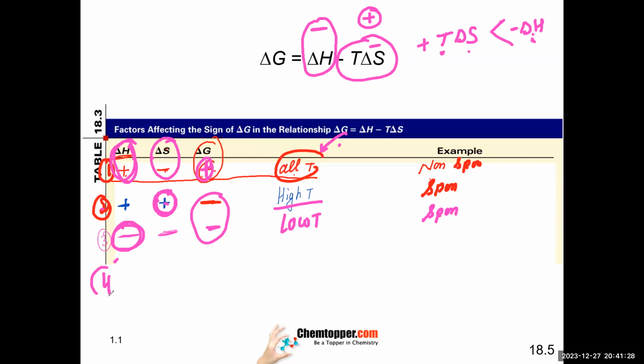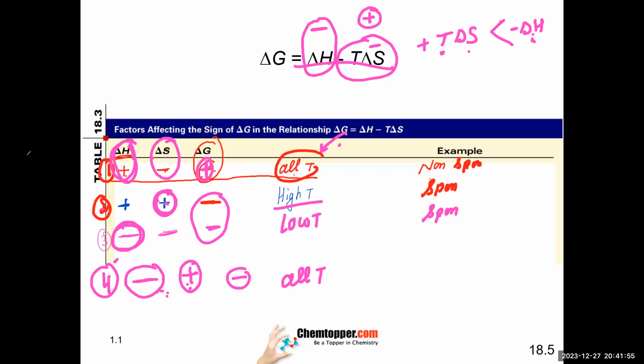Fourth and the last condition, this is negative, this is positive. Nature wants low energy, negative energy. Nature wants high entropy. Don't you think both the factors are in favor? So at all temperatures, your delta G will be negative. You can check it.